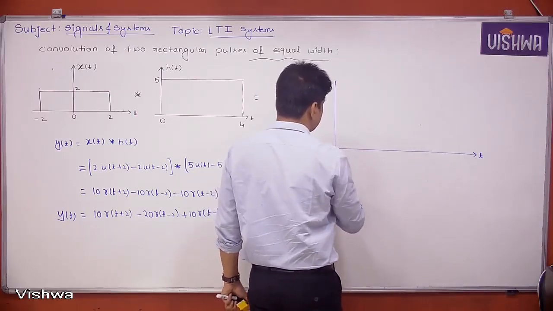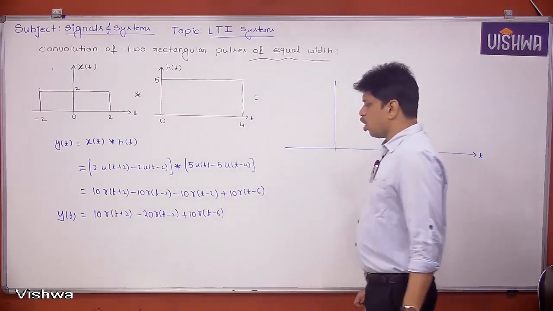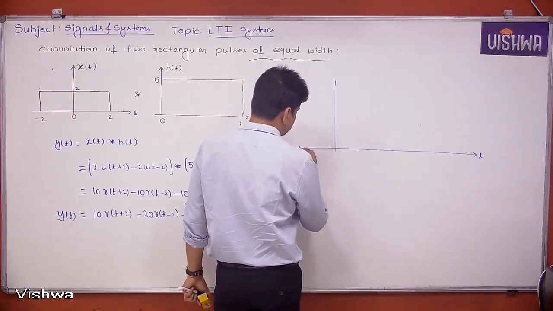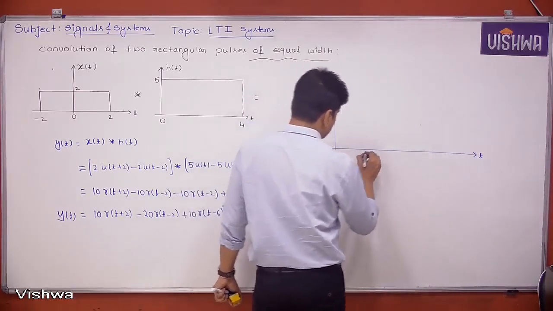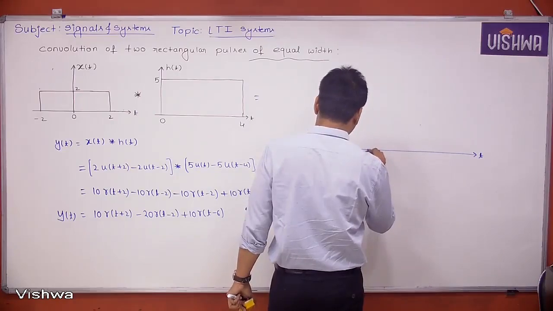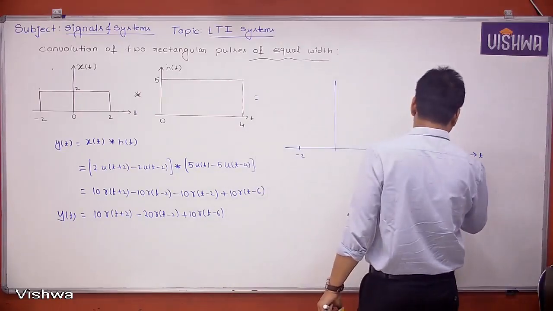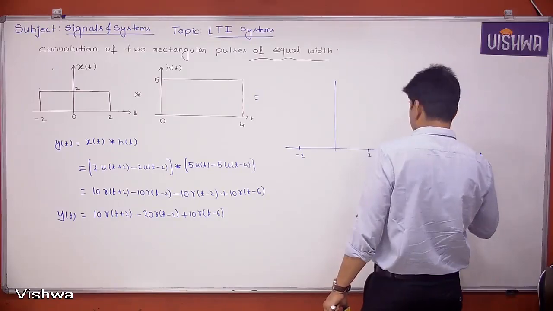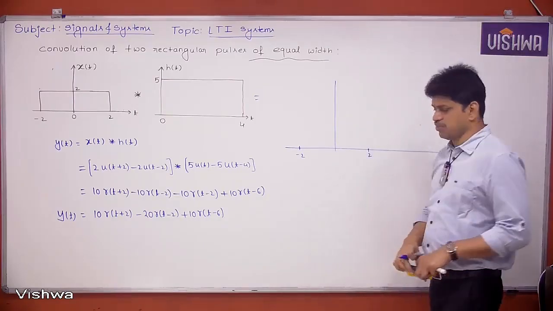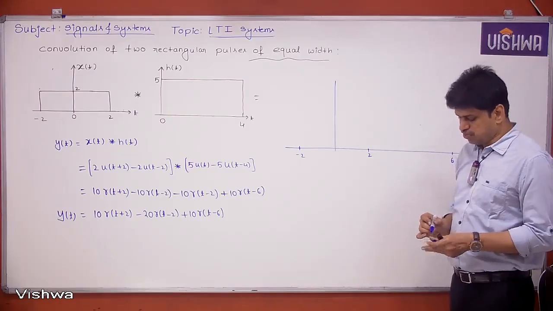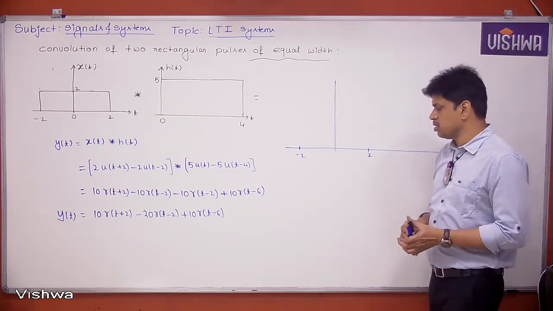zero. We are having how many corner points? 3 corner points. What are they? -2, +2, and we are having another one which is 6. These are the 3 corner points we are having. Now I have to draw this waveform, y of t waveform. How does it look like? Let's see.